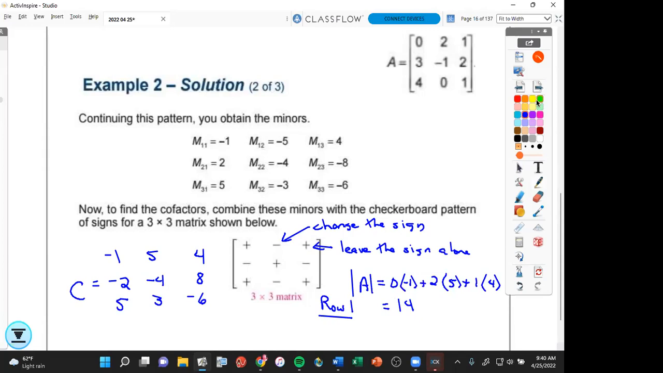I will now do the determinant of matrix A using column 2. So I'm in column 2 for A, column 2 for C. So that gives me 2 times 5 plus -1 times -4 plus 0 times 3.